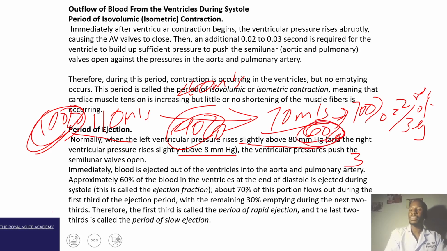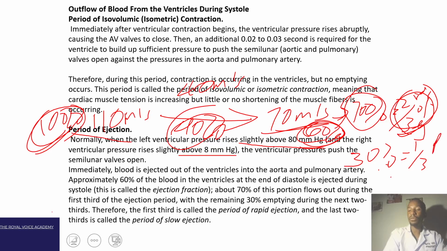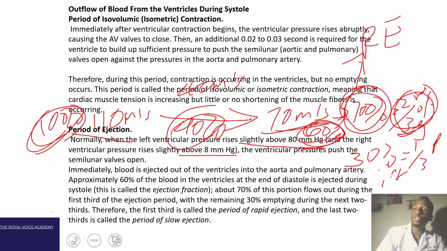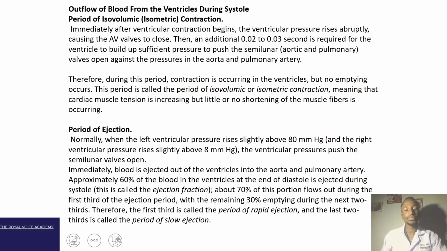Now we are saying out of this 60%, 70% of that will be pumped out in the first third, and then 30% will be pumped out in the last two-thirds of the ejection period. So the one that is pumped out during the 70%, that is what we call the rapid ejection, and then the one that is pumped during the last 30% is what we call the slow ejection. So those are again high yield for you to know.